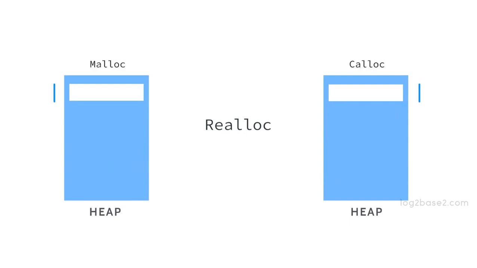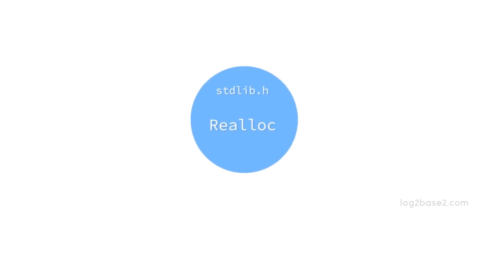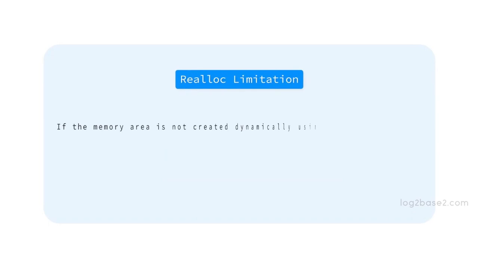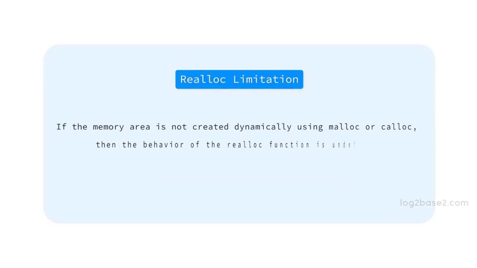It is also declared in stdlib.h, so we have to make sure that we include this header file in the program before we use it. Now the limitation of Realloc is that if we use Realloc before creating memory dynamically using malloc or calloc, then the behavior is undefined. Realloc takes two arguments. First is a pointer to the memory block which is to be resized, and next is the new size we need. This new size can be smaller than or larger than the actual size.